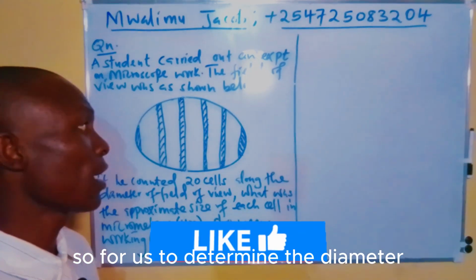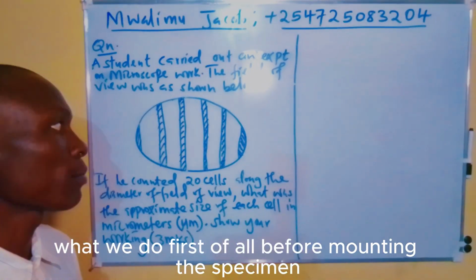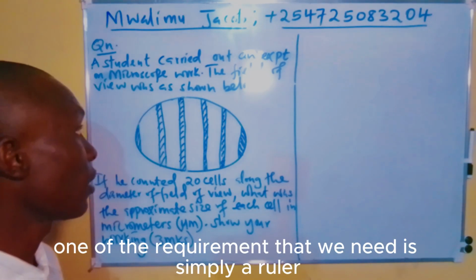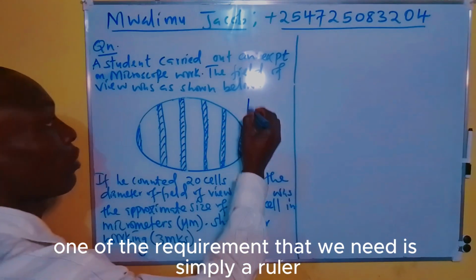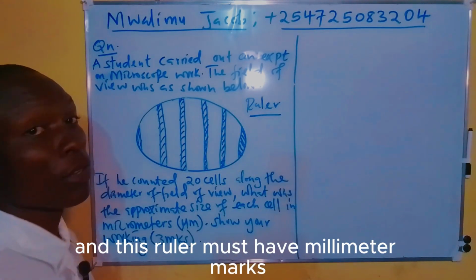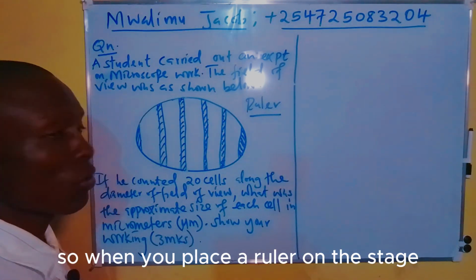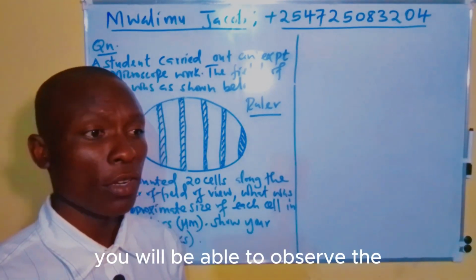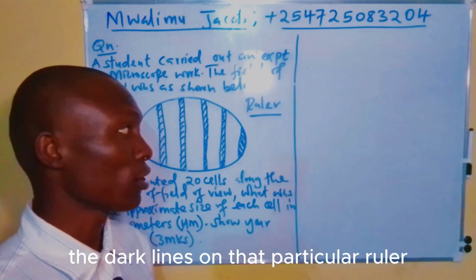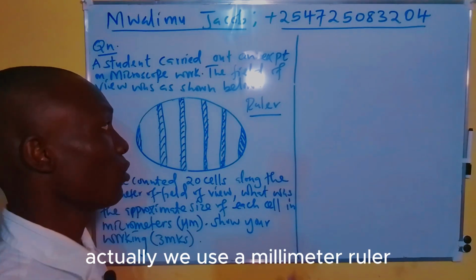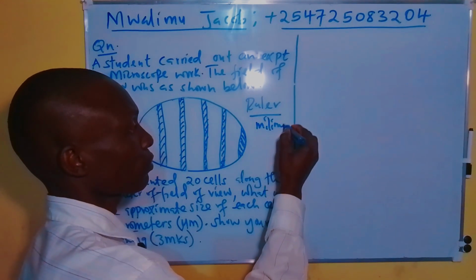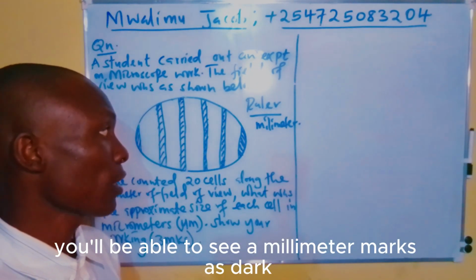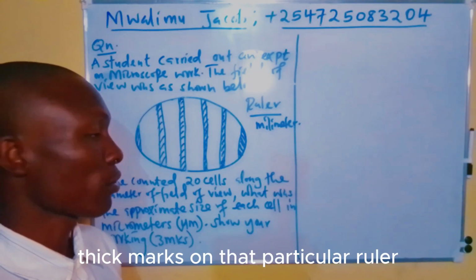So for us to determine the diameter, what we do first of all before mounting the specimen, we always use a ruler with millimeter marks. So one of the requirements that we need is simply a ruler, and this ruler must have millimeter marks. When you place a ruler on the stage and observe under the light microscope, you will be able to observe the dark lines on that ruler that are millimeter marks. Actually, we use a millimeter ruler. So when you observe, you'll see millimeter marks as dark, thick marks on that particular ruler.